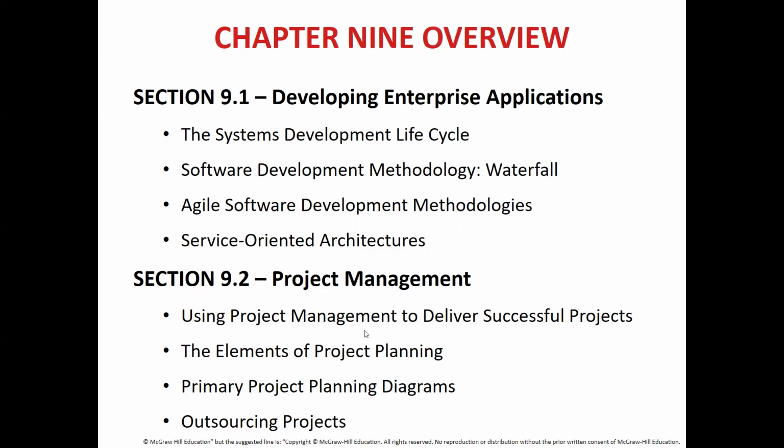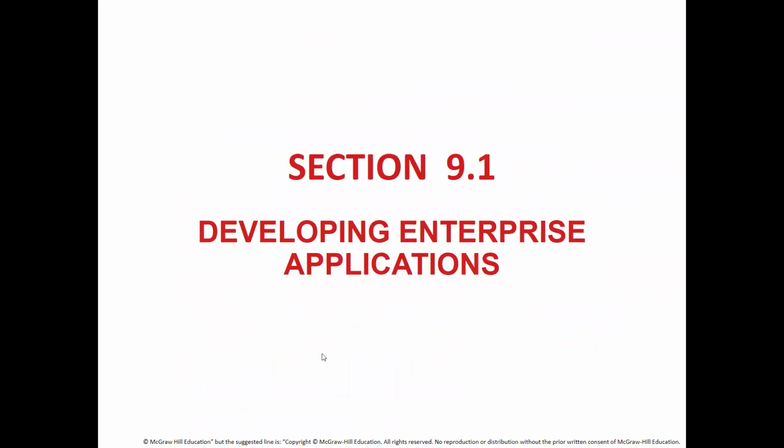In section 9.2, we'll be looking at project management, using project management to deliver successful projects, and the elements of project planning. Now, project management has a total of a few steps. So what are those steps? What are the elements in them? We have primary project planning diagrams. There are generally 2 types, the PERT chart and the Gantt chart. And finally, we'll be looking at outsourcing of projects.